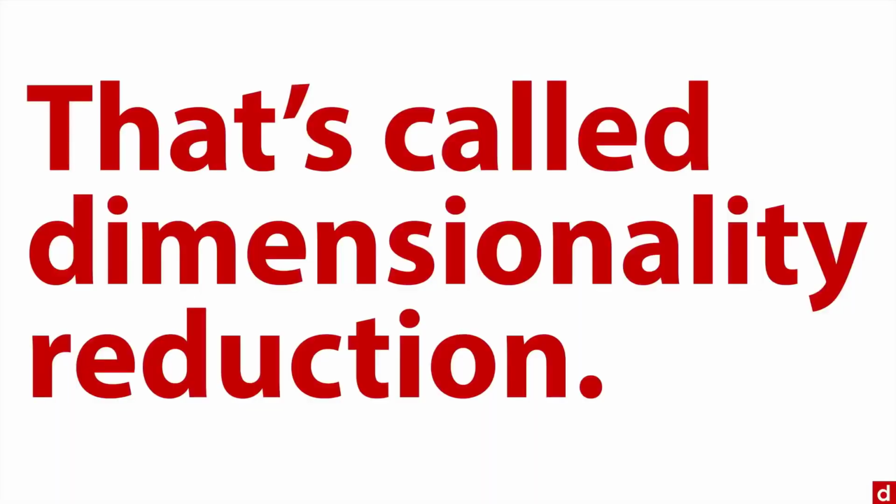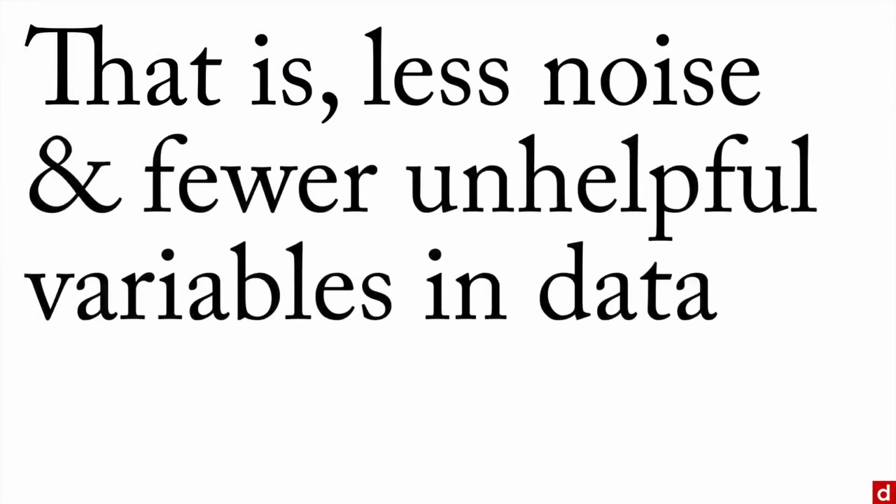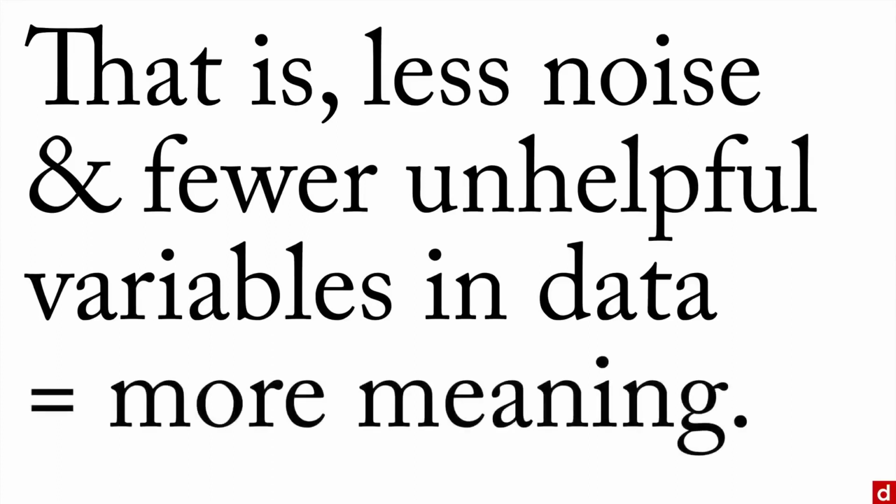Now, in the data world, that's called dimensionality reduction, where each variable is a dimension, and too many variables can actually be really problematic. You're trying to boil things down a little bit, and you can think about the saying, less is more. More specifically, less noise and fewer unhelpful variables in your data set equal more meaning, because that's what you're trying to do. You're trying to extract meaning.